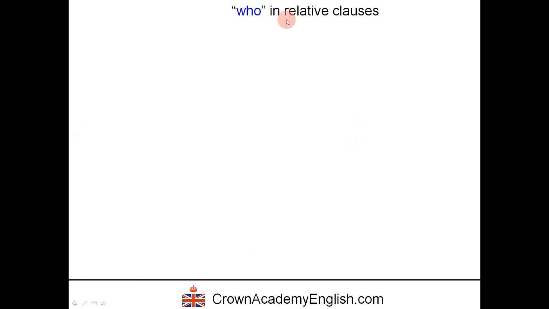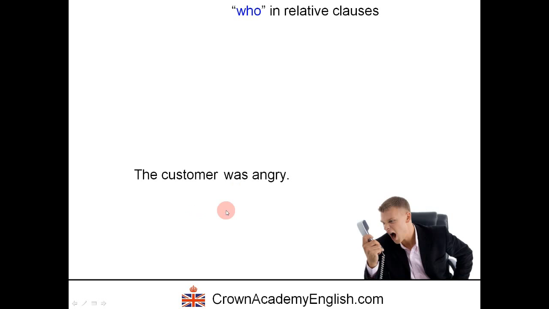Now let's look at relative clauses. First of all, let's look at who. So let's look at a normal sentence without any relative clauses. The customer was angry. So this is just the normal main sentence. Now let's add some extra information. Let's make a complex sentence. So let's add a relative clause.